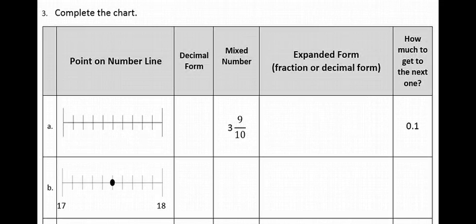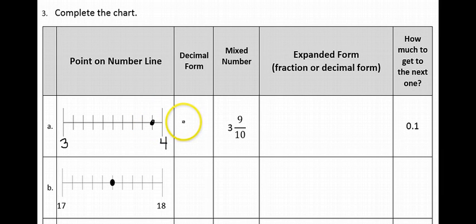In the next section, we have a chart relating decimal and fraction forms to points on a number line, and we're to fill in the missing parts of the chart. So I have to start by looking at the information I'm given. On this first one, I'm given the mixed number 3 and 9/10. Well, let's think about where that would fall on a number line. 3 and 9/10 is in between the whole numbers of 3 and 4. This unit has been divided into 10 sections, so 9/10 would be at this point because each of these sections is 1/10. So here's where the point 3 and 9/10 would fall on a number line.